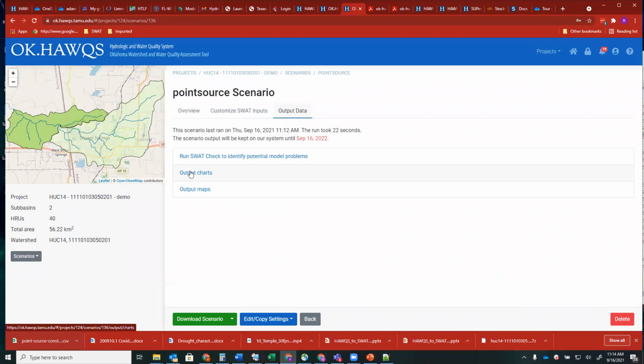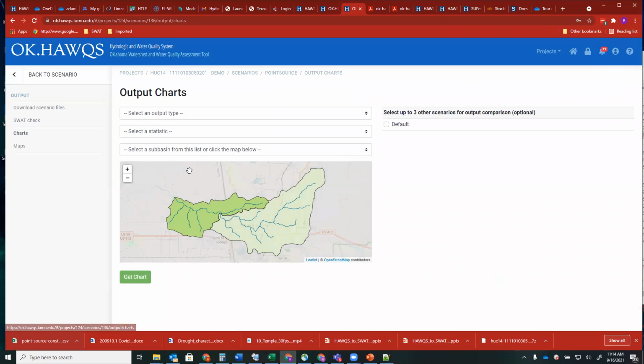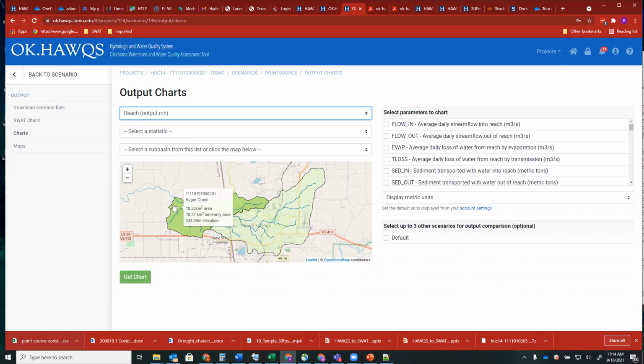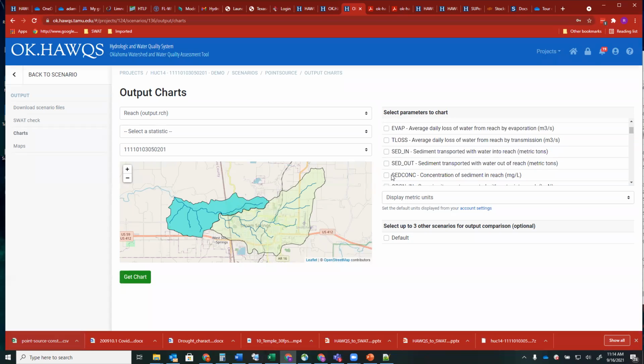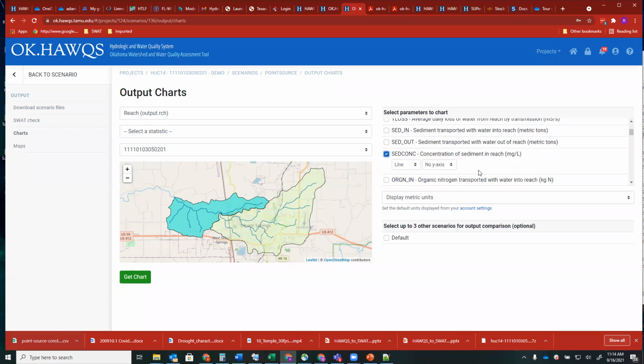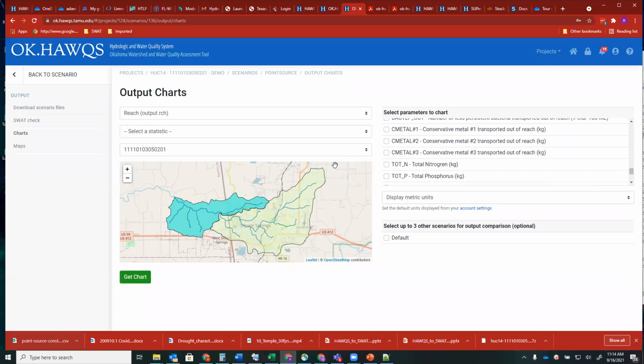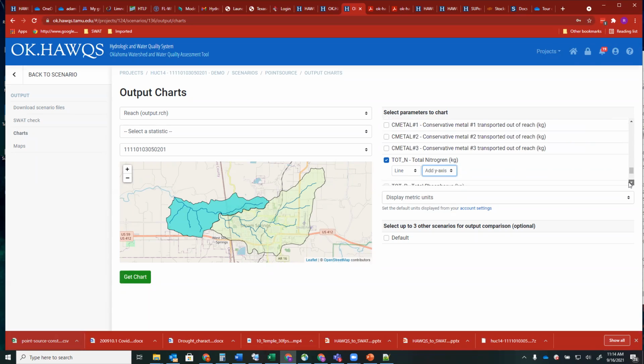So let's say if you want to do an output chart, you can simply select that. And here you can see, if you run up to 3 scenarios, you are able to compare between the scenarios. So here is my default. Let's say I want to do the reach output, and I want to look at the watershed outlet. Let's say I want to look at flow and sediment concentration, maybe on a different axis. And I want to look at things like nitrogen and phosphorus. So the only difference between the two is the point source.